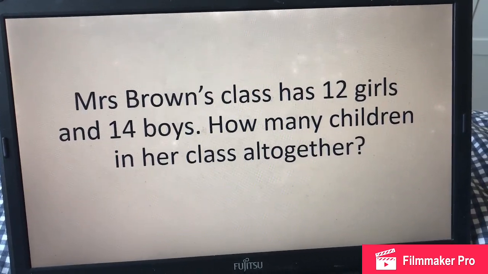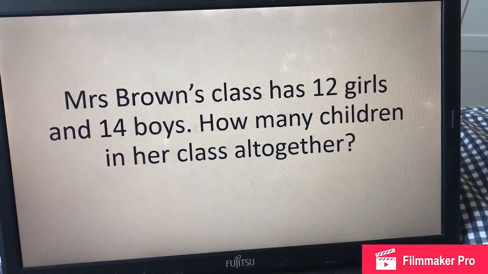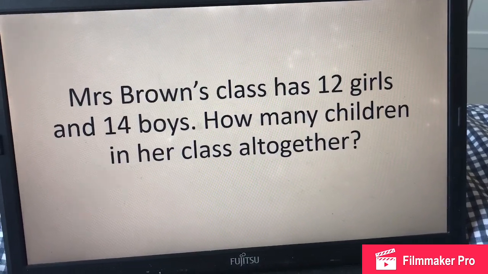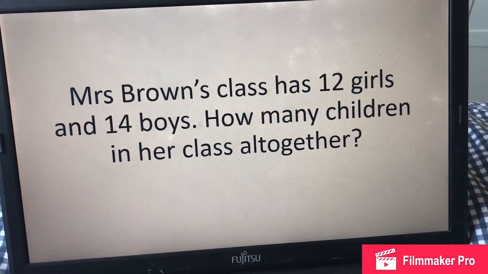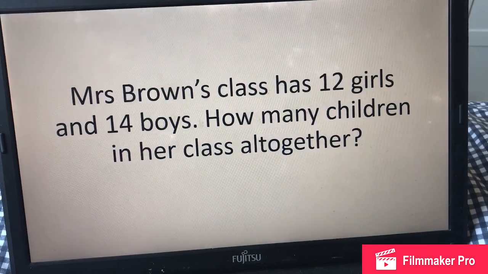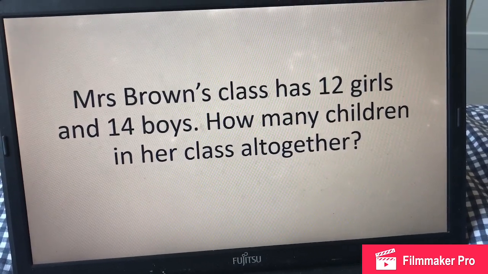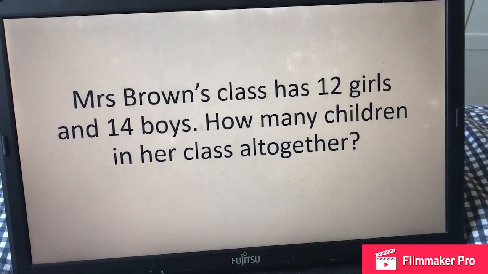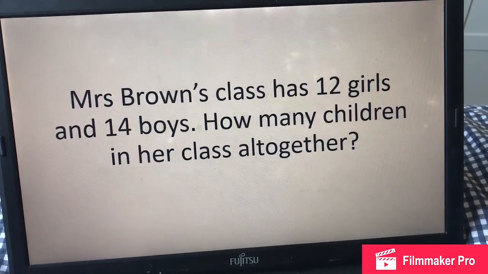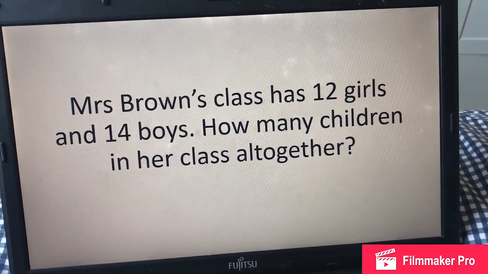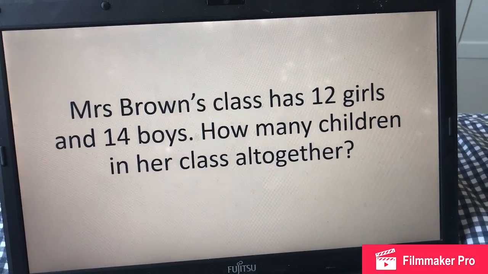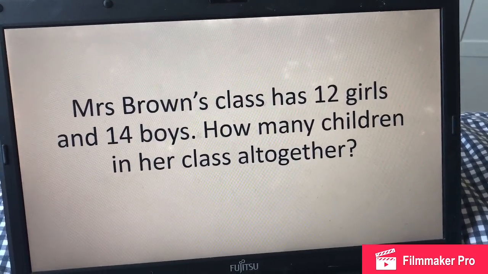So here it says, Mrs. Brown's class has 12 girls and 14 boys. How many children in her class altogether? Now sometimes it's really easy to just pick out the numbers and just add them together. But when we're doing a word problem, we need to be sure that we've read it and we understand and we know what we have to do with that information.